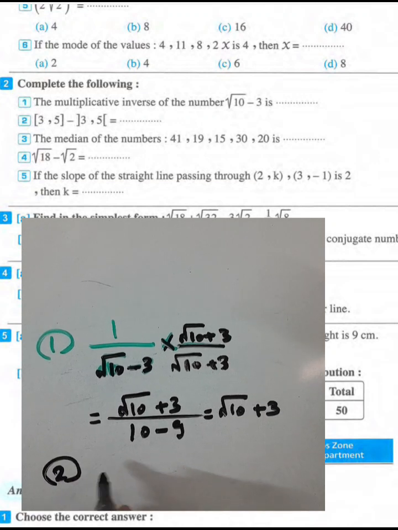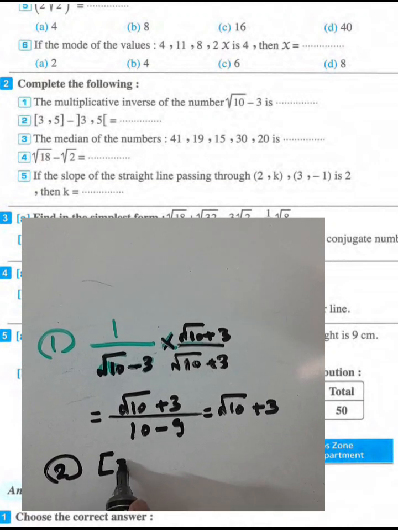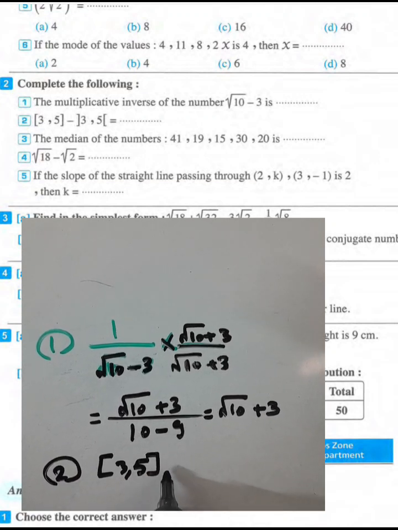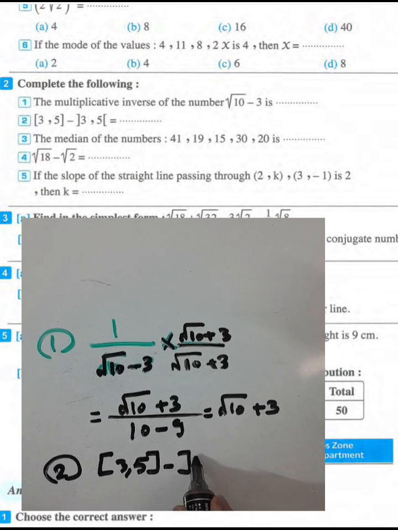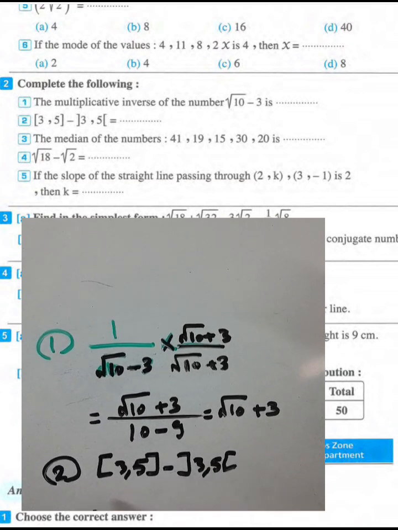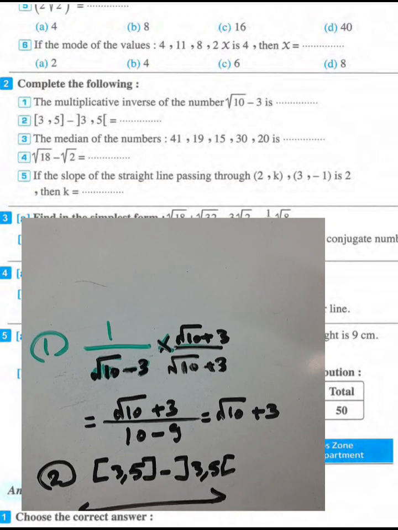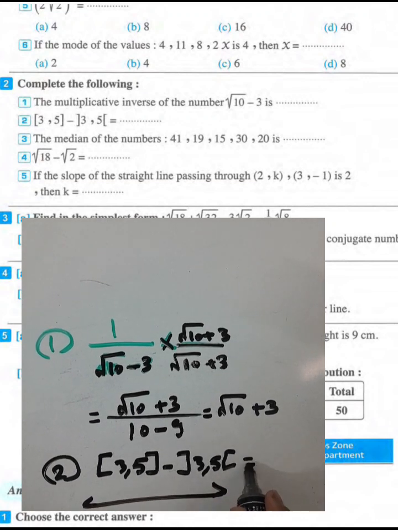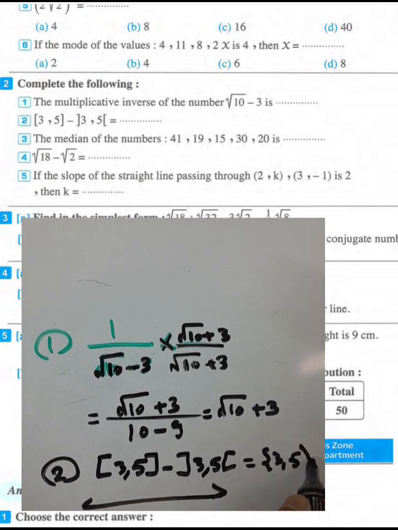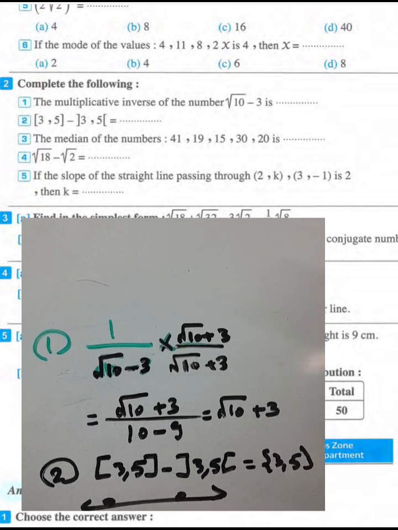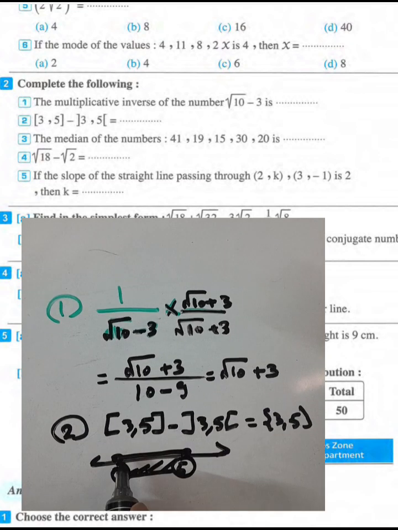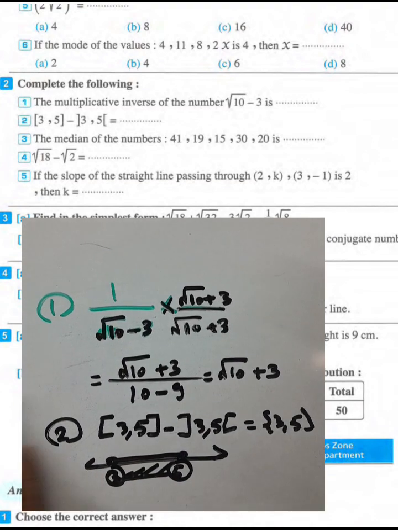Question number 2: closed interval from 3 to 5, subtract the open interval. We can cancel the whole interval, but we will leave 3 and 5 as points, because it's a closed interval from 3 to 5, and we have 3 and 5 open. You can cancel this interval. In the remainder here, it will be the point 3 and the point 5.